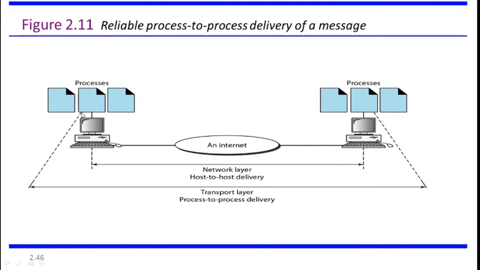So it is one process to another. In the network layer we have host to host delivery. In case an intermediate is there, it is host to host, host to host. Here it is one process in a computer to another process or the same process.